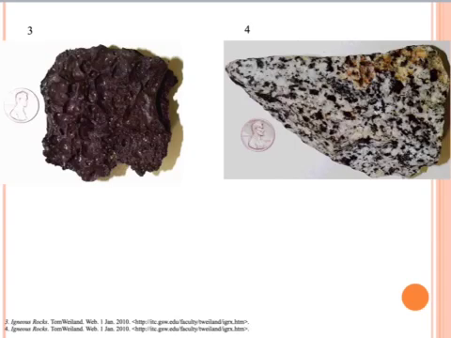Okay, let's do this again. Rock number 3. What's its texture? Your choices are coarse, fine, vesicular, or glassy. Your answer is vesicular because there's holes in it. Next, what is the composition? Basaltic, granitic, or intermediate? Your answer is basaltic, also known as mafic, because it's very dark.